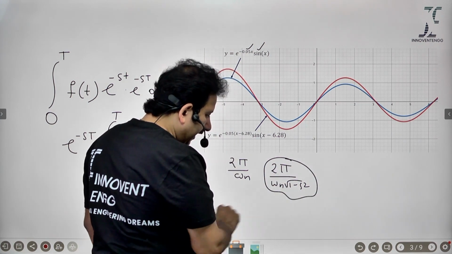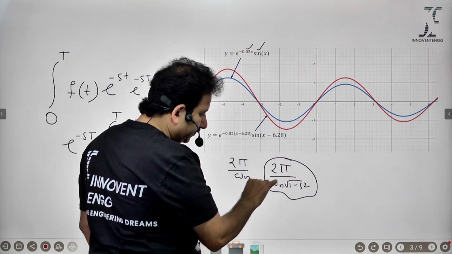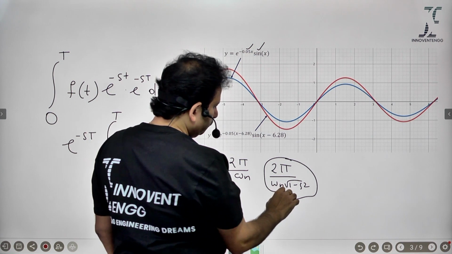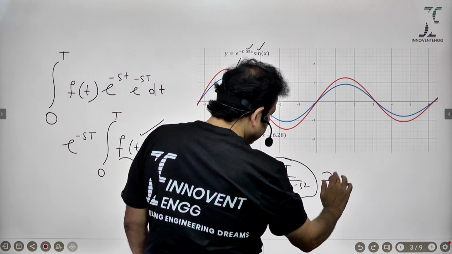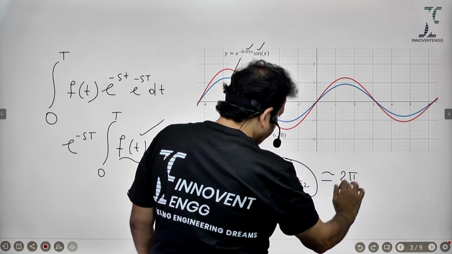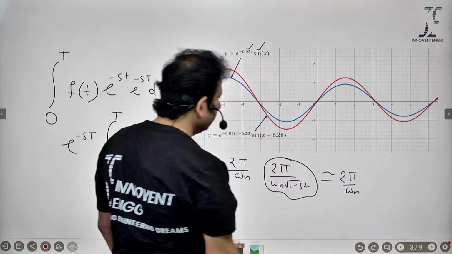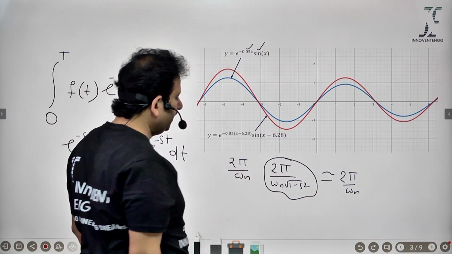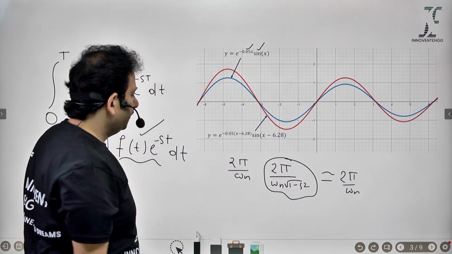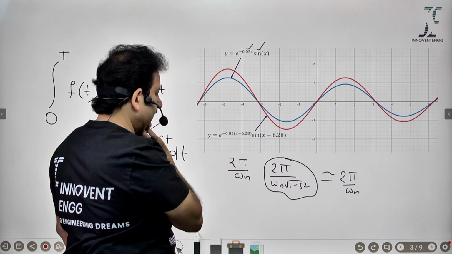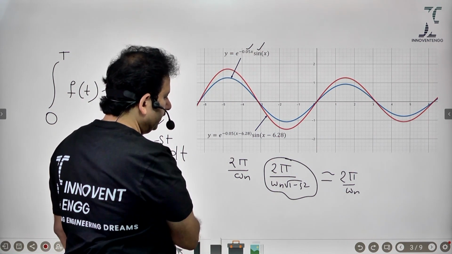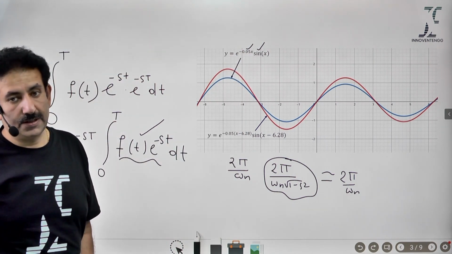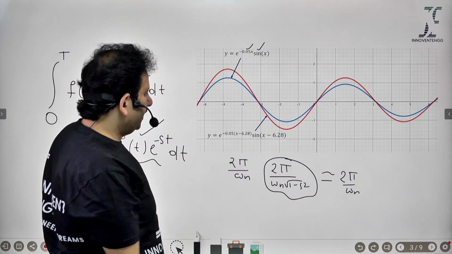When zeta, which is the damping ratio, is made very, very small, the period is approximately 2 pi by omega. So the period almost remains 2 pi because here omega n is assumed to be almost 1, and the damped frequency is almost equal to omega n, because your damping ratio is very, very small. So let's see what exactly happens.